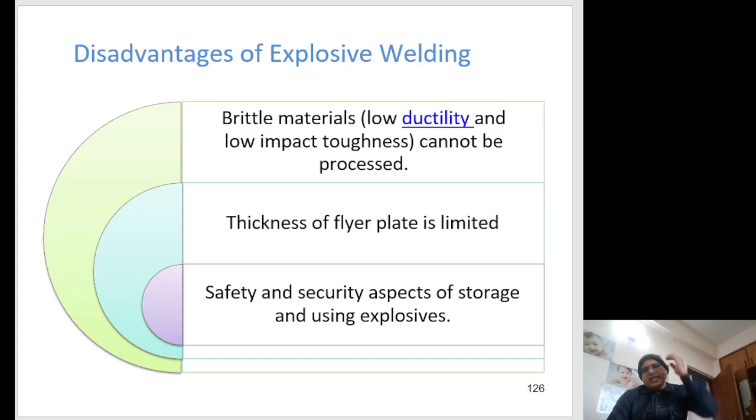Now there are many applications of explosive welding. As I told, this welding technique is applied in aerospace, shipbuilding, and automobile industries. So there are many applications of the explosive welding technique.